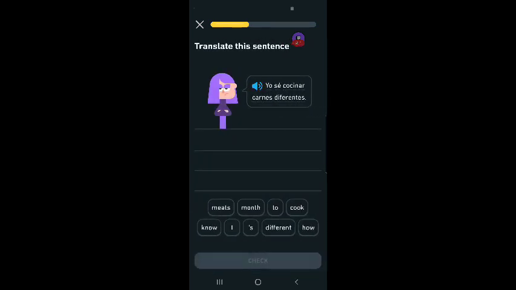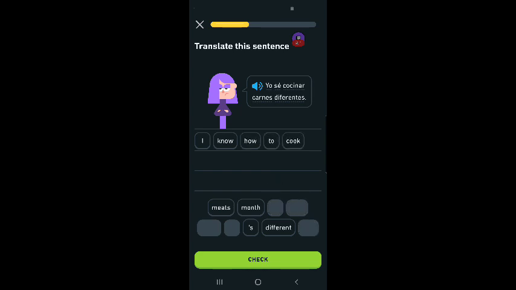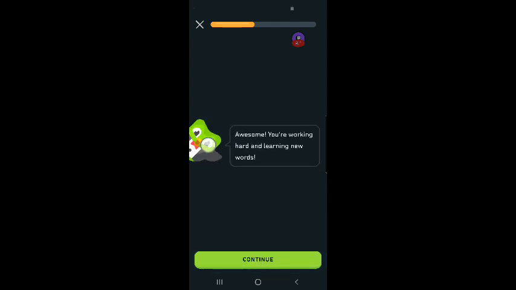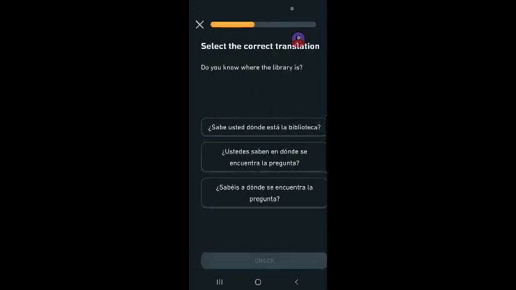Yo sé cocinar carnes diferentes. Yo sé cocinar. I know how to cook, although it really just says I know to cook different meats. Yo sé cocinar carnes diferentes. I know how to cook different meats. Awesome, you're working hard and learning new words.